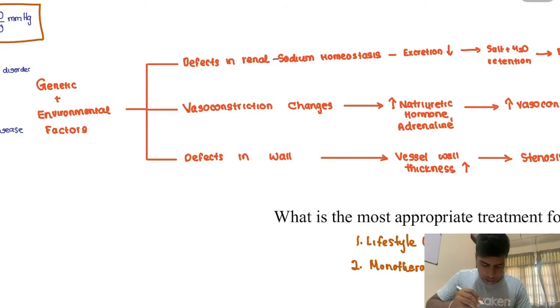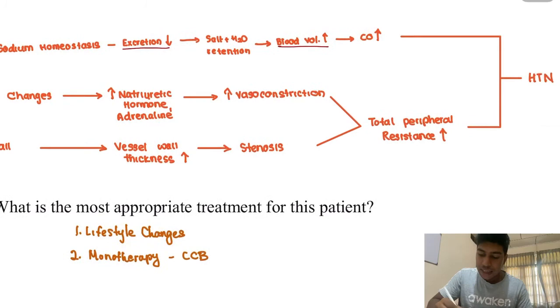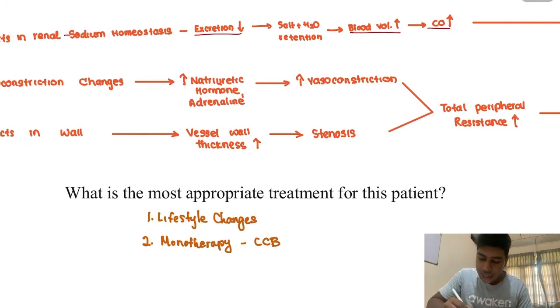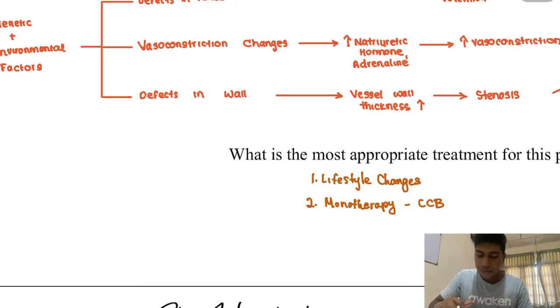It could be genetic or it could be environmental. There could be a defect in renal sodium homeostasis. If the excretion is low, salt and water retains in blood, the blood volume will increase. This causes the cardiac output to increase. The amount of blood pumped out of the heart in a minute is going to increase.